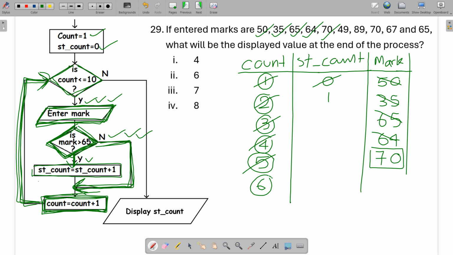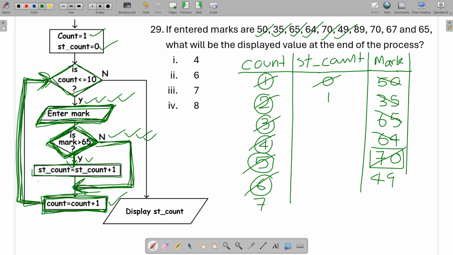So then it goes up and checks the condition count less than 10. Yes, 6 is less than 10. So it is true, and comes and asks for the mark again. So now the mark is given as 49. So mark will be 49. And mark will be checked whether it is larger than 65. It is not larger than 65. Goes on the no path. Then count will be increased by 1. So 6 will become 7.